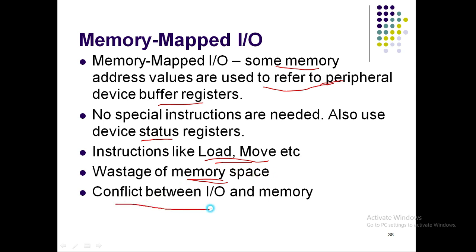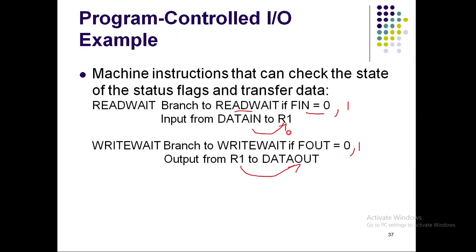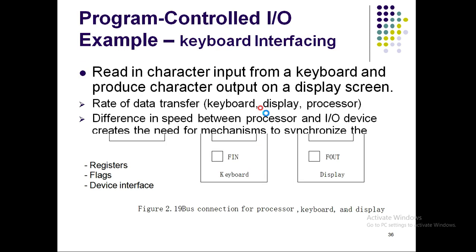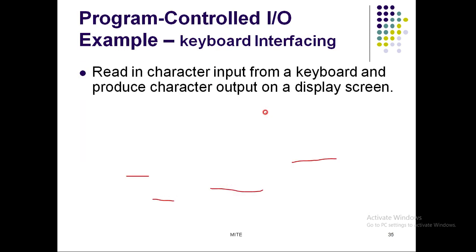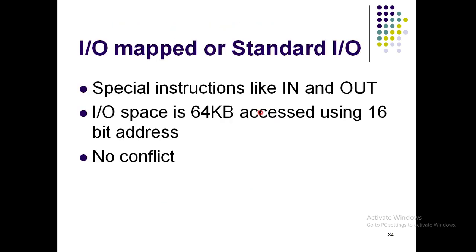Finally, there will be a conflict. Why is there a conflict? I have already explained: both memory as well as the IO device will be using a single line to access the processor. That's why there will always be a conflict between the IO and the memory. So this is very rarely used, friends, and most of the time it is not used. Most of the time we will use either program controlled IO, or your very famous one, which is nothing but IO mapped or standard IO system.